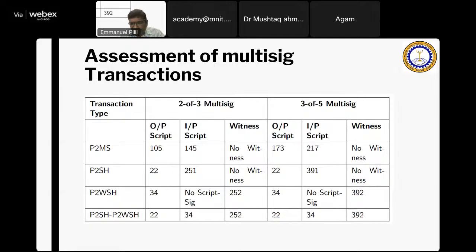When you do an assessment of how it happens, right? So pay to multi-signature, pay to script hash, pay to witness script hash, and pay to script hash and pay to witness hash combination. So you can see 2 of 3 multi-sig, so different kinds of output. So you see output script, the number of this thing. So 105, 145, the script size, and it increases. So P2SH input script increases. P2WSH is 34, but there is no script sig here. But when you look at a combination between these two, there are these kinds of things as the totals increase, right? So here there is no witness, here there is no script sig, but here there is everything, and you can do that.